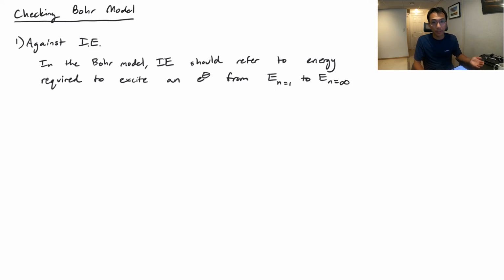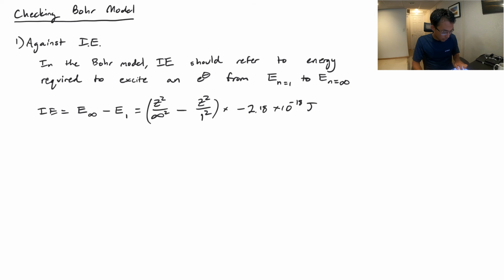Another way you can think about this is that n equals 1 is close to the atom, and then as the electron gets farther away from the atom, n equals infinity. So if we think about ionization energy, it is when the electron is totally removed. Then that difference in energy from E at infinity to E at 1 should be similar to the ionization energy.